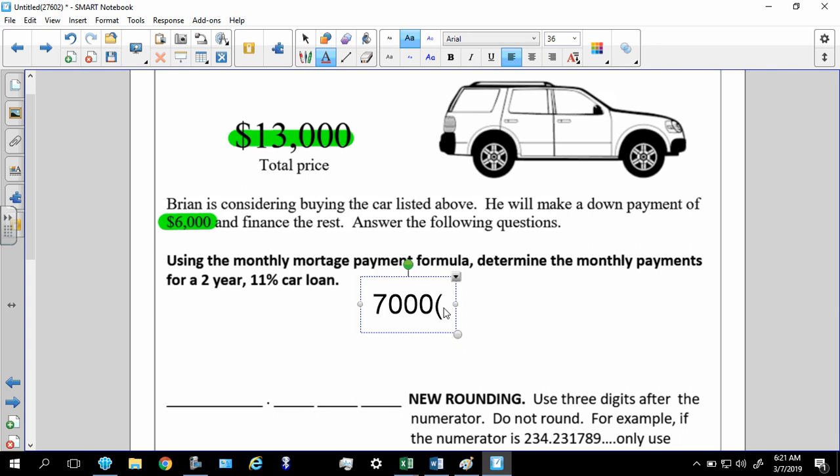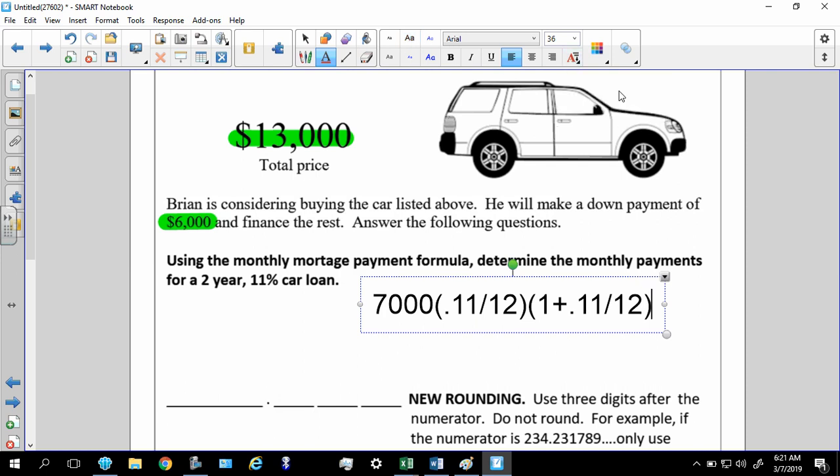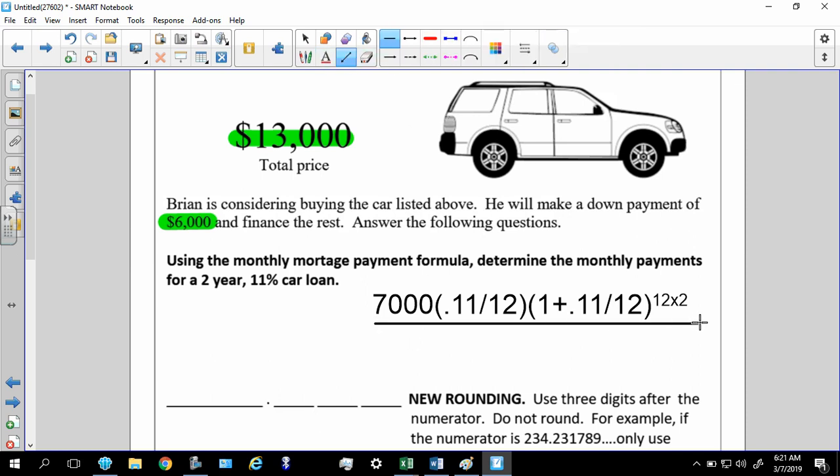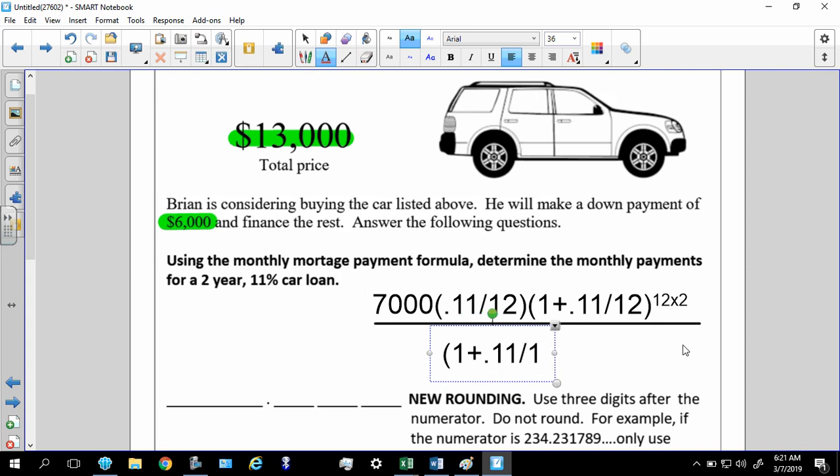Parenthesis. R is 0.11 divided by 12. Close parenthesis, open parenthesis. 1 plus 0.11 divided by 12. Close parenthesis. I'm about to say fraction, but exponent 12 times 2. Now, if you remember, this is the numerator, and my denominator is going to look like this. 1 plus, parenthesis, 1 plus 0.11 divided by 12, sorry. Raised to the power of 12 times 2, and then you have that minus 1 stuck on the back.